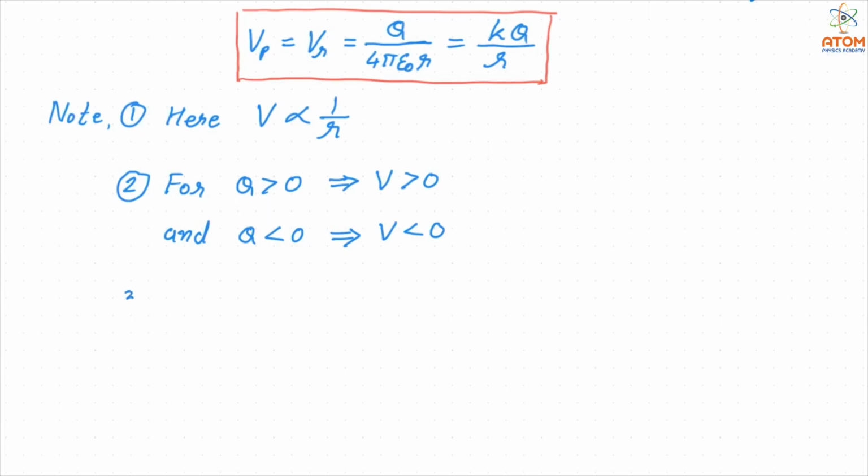The third point is very simple. If the point is at infinity, that means if the distance r is equal to infinity, then obviously the potential will be 0. From this equation you can see, if you place r equal to infinity here, then this potential will be 0, V will be 0. That means at a very far distance, the potential of any charge becomes 0.